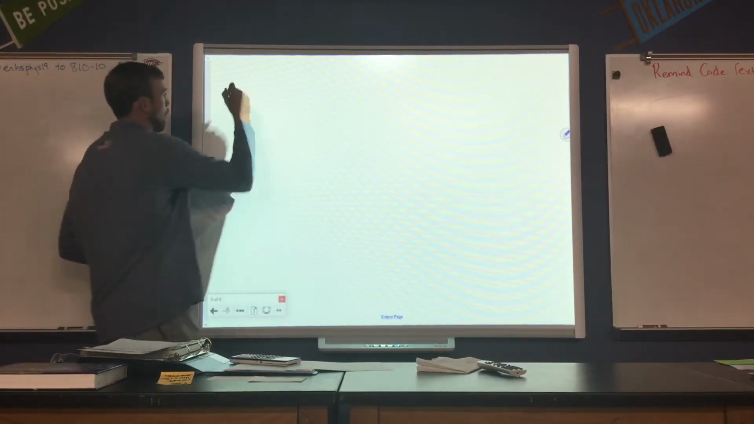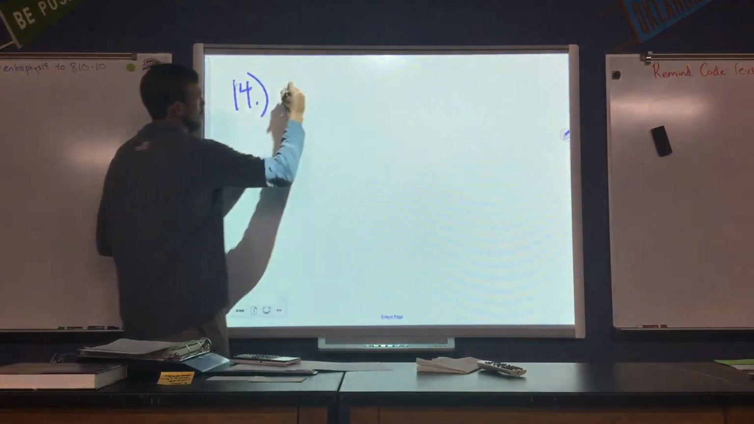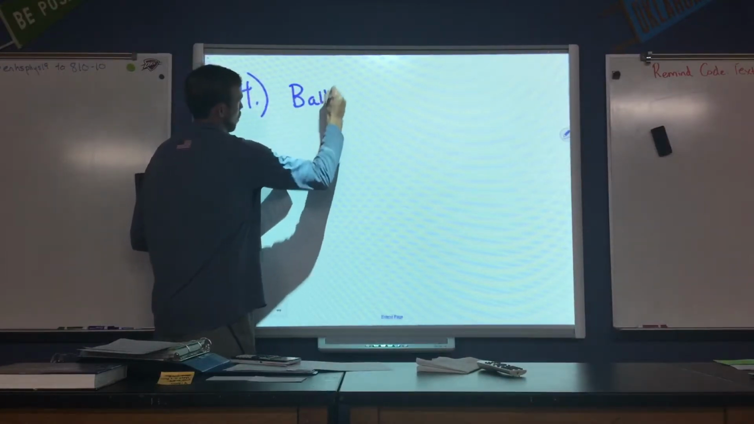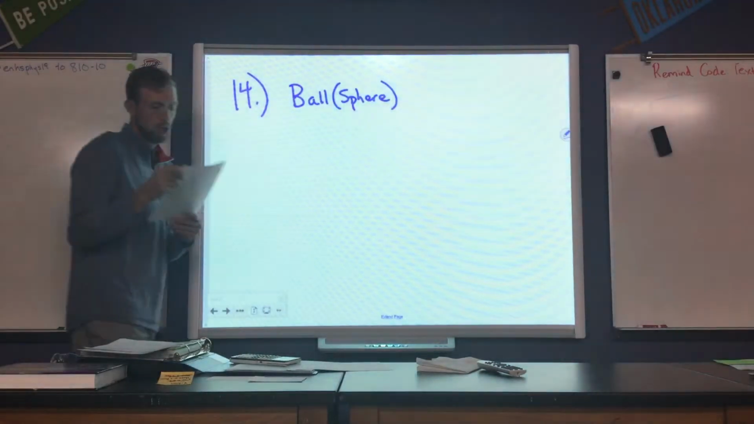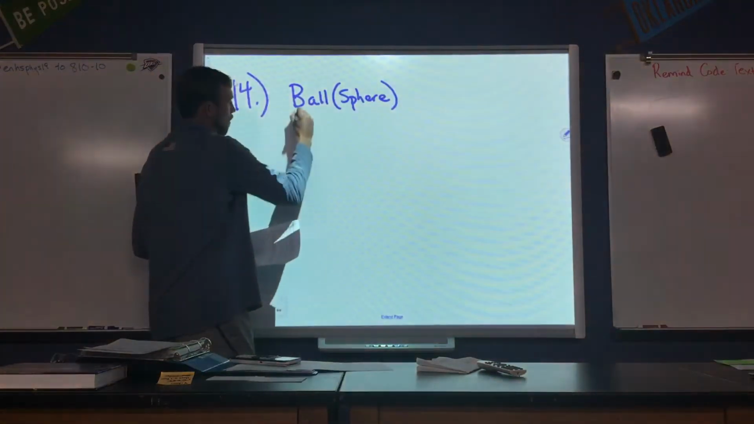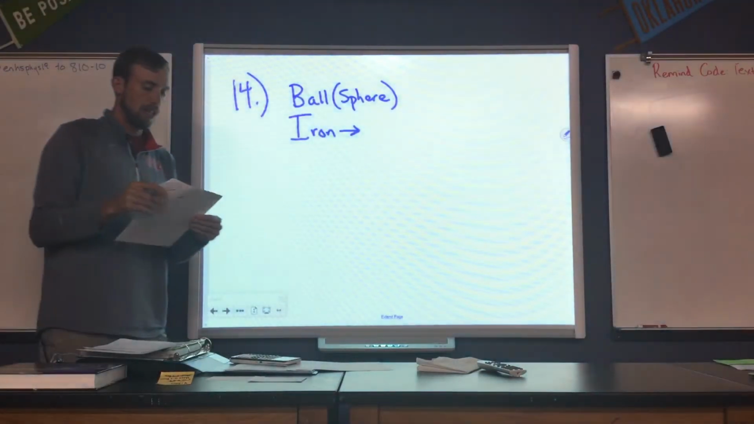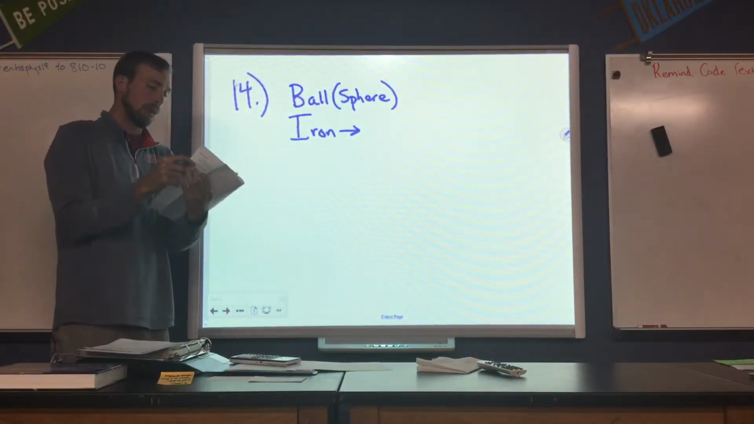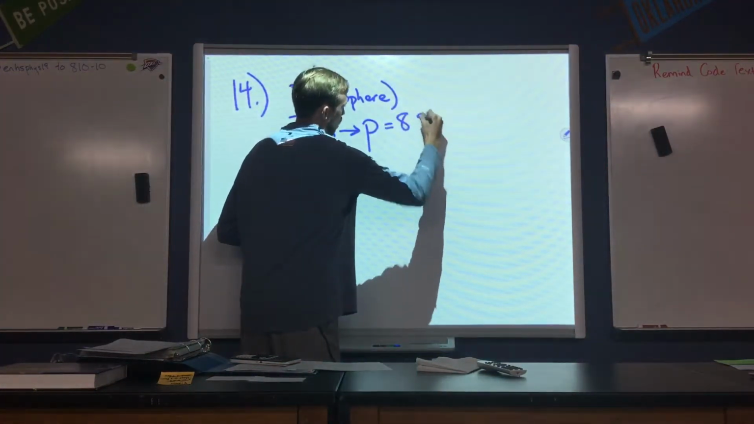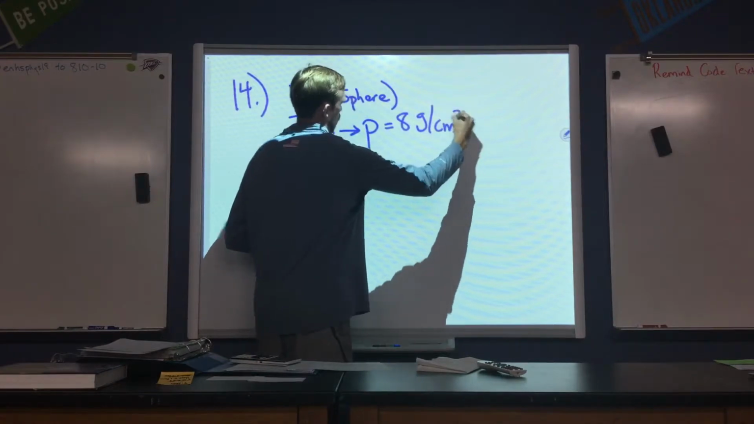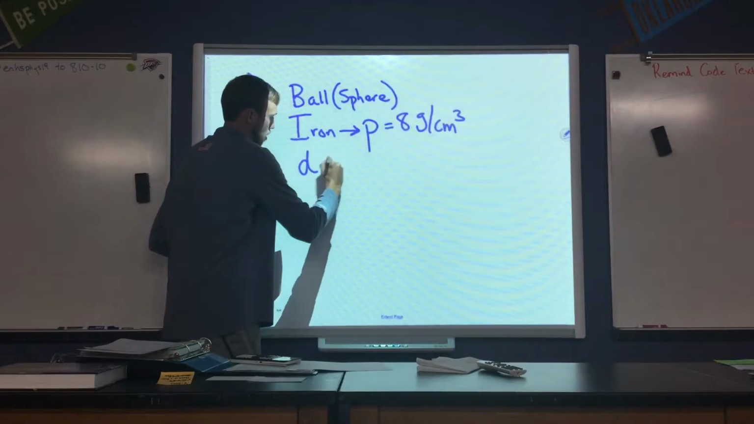So here in problem number 14, we have a ball, which geometrically we would refer to its shape as a sphere. We're told the ball is made of iron, which, anytime we know a material, is going to tell us what our density would be. So looking at our chart, we can use a density of 8 grams per cubic centimeter.